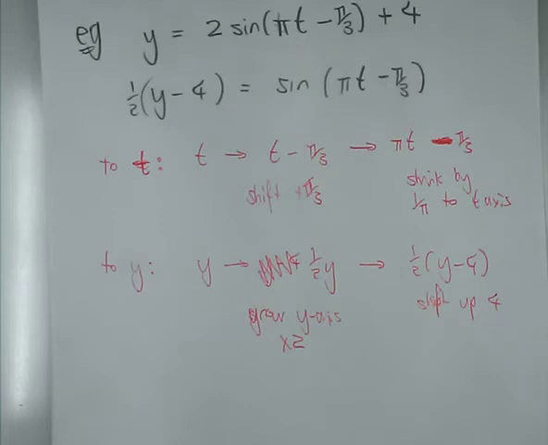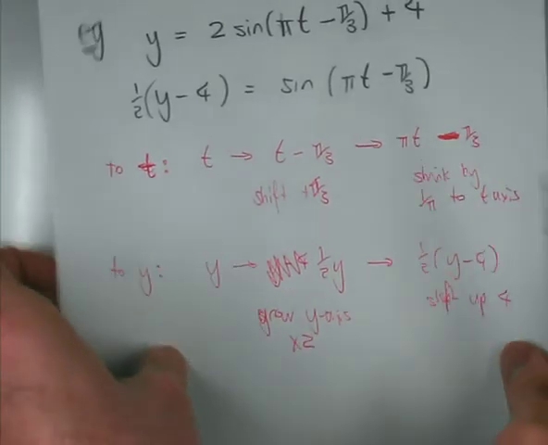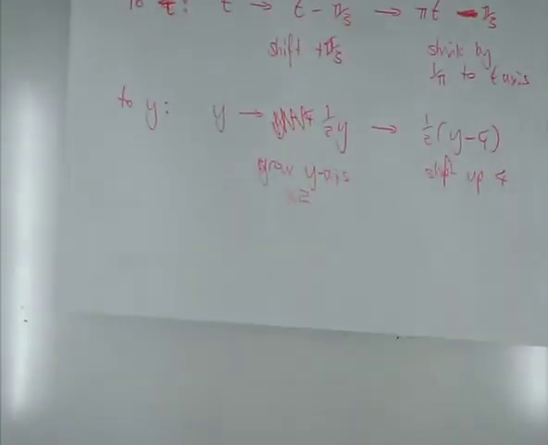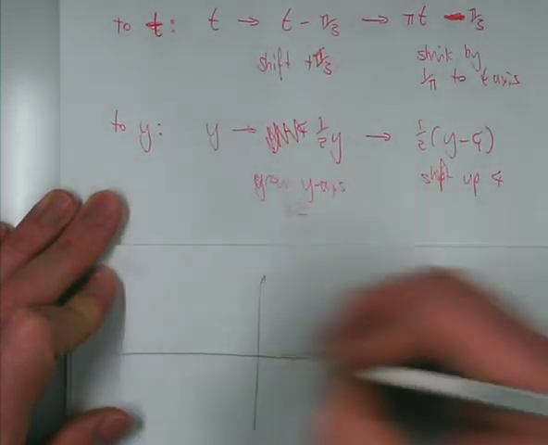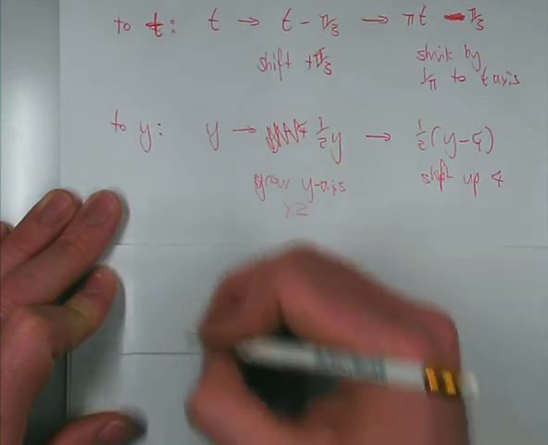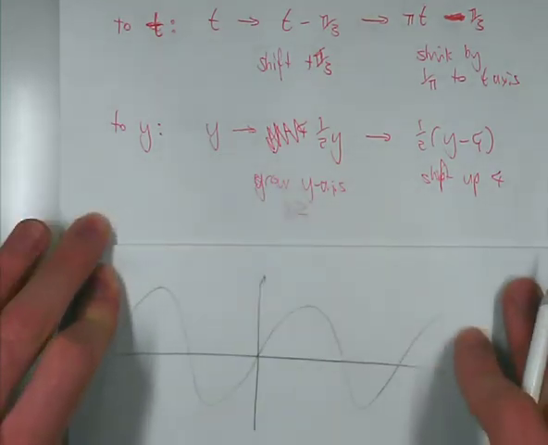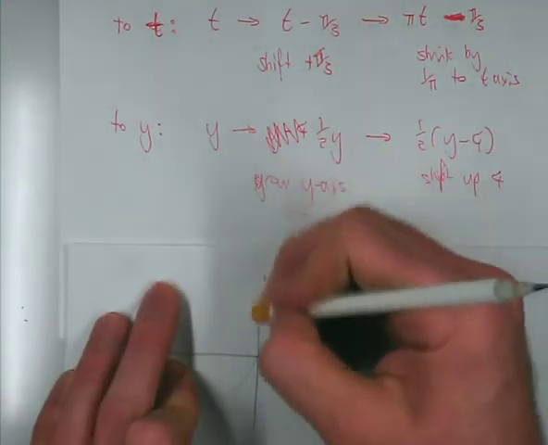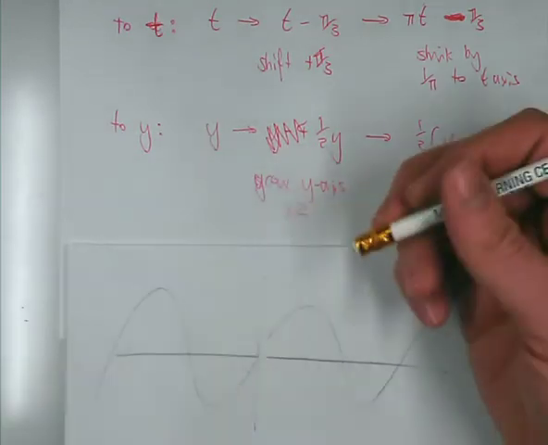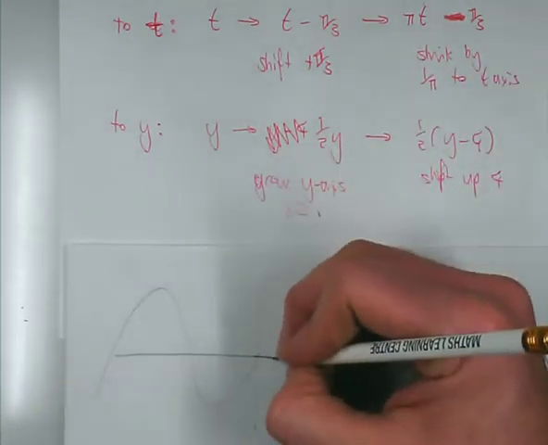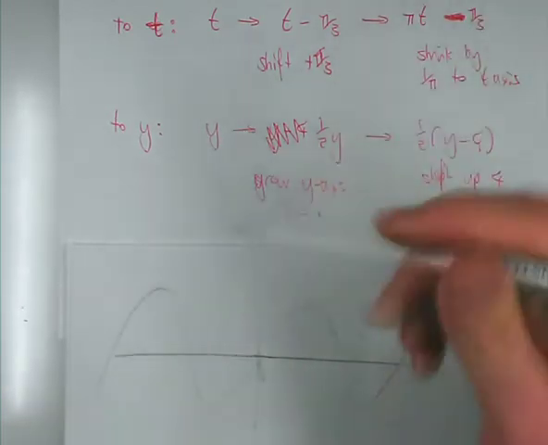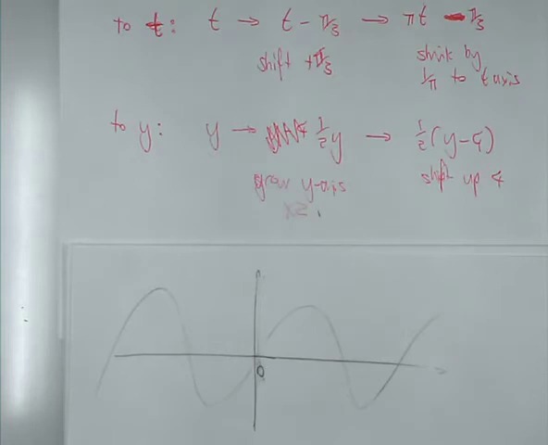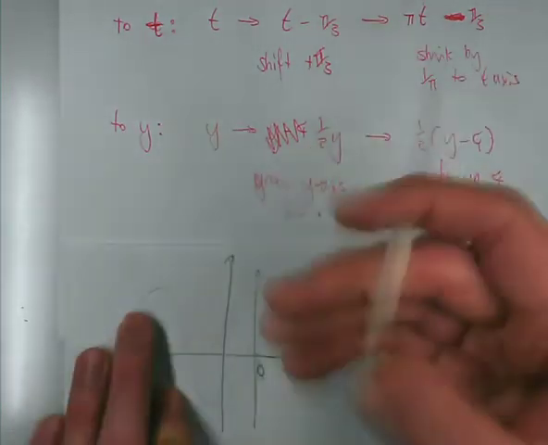So what happened to my graph then? My original graph, this is what sine normally looks like. And then I shifted it up by pi on 3. So this doesn't happen at 0 anymore. Now it happens at pi on 3. So everything that used to happen at 0 is now shifted up. It's now at pi on 3. So my x-axis has moved here.